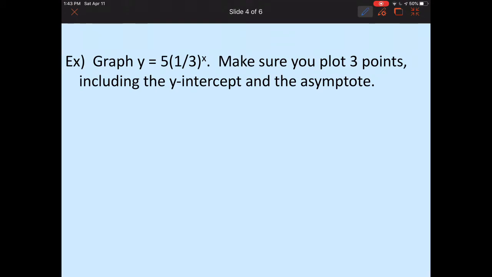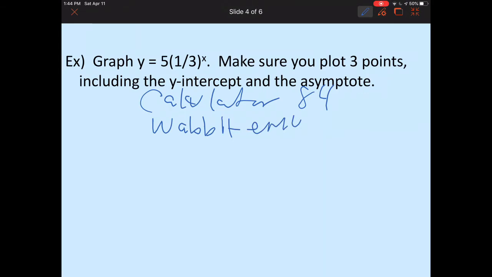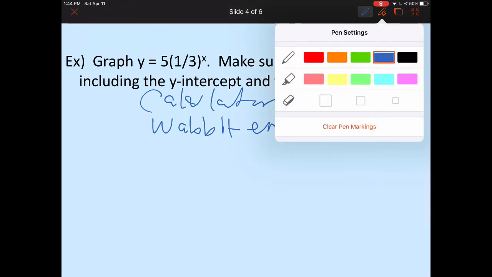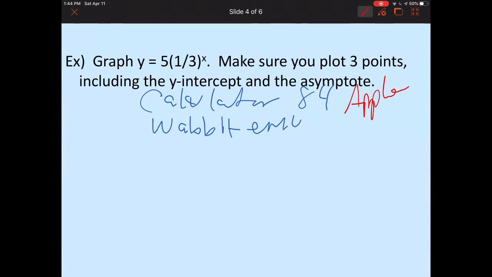As stated in the directions, we're going to use Calculator 84 for the iPad, which is what I'm on now, or the iPhone. Or Wabbitemu, I think this is how you spell it, for Android. So this is for Apple, and this is for Android. Anyway, moving on. It says we're going to graph this, and we're going to make sure we have 3 points to include the y-intercept and the asymptote.